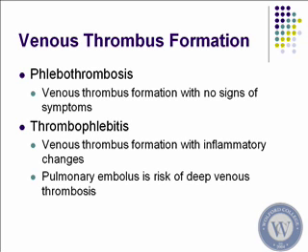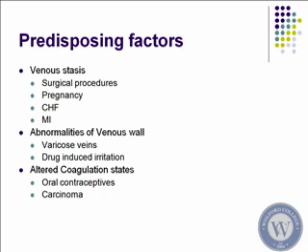Venous thrombus formation is a big problem in the hospitals because surgery makes people static. Okay? So as a consequence, there's an increased risk for developing DVTs in patients. When you have DVTs, what increases the risk? Patient has surgical procedures, pregnancy, congestive heart failure, MI, anything that decreases blood flow to the legs or decreases perfusion, such as congestive heart failure or MI, increases the risk. You have abnormalities of the venous wall, such as varicose veins or drug-induced irritation, or you have altered coagulation states like oral contraceptives or carcinoma.